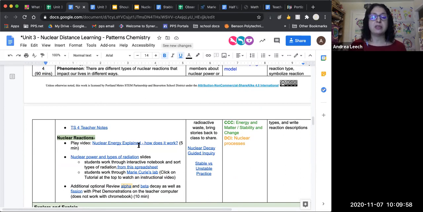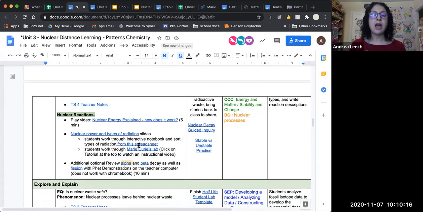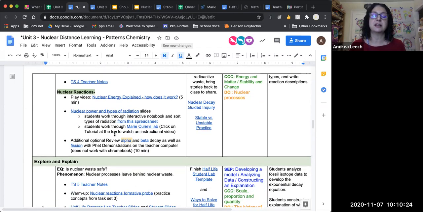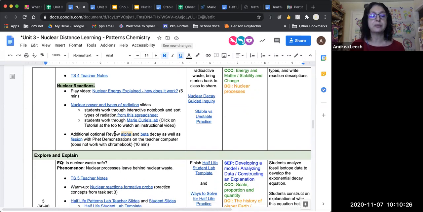Then they play with this simulation called Marie Curie's lab. In that simulation, they see nuclear decay happening, and they can trace the decay steps from uranium that we use in a nuclear power plant to when it finally decays to lead. I recommend at least starting this as a synchronous activity. And then once you've got them started, they can finish it as an asynchronous activity because it seems to take a little longer than one class period.